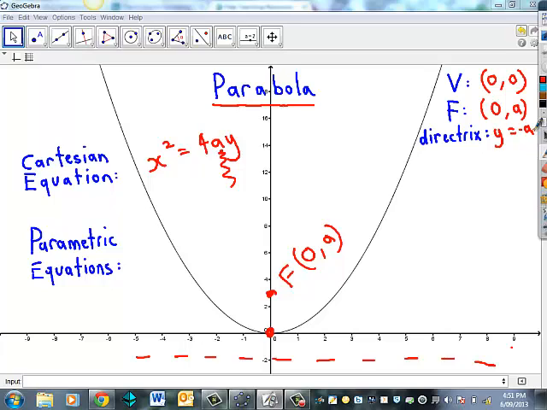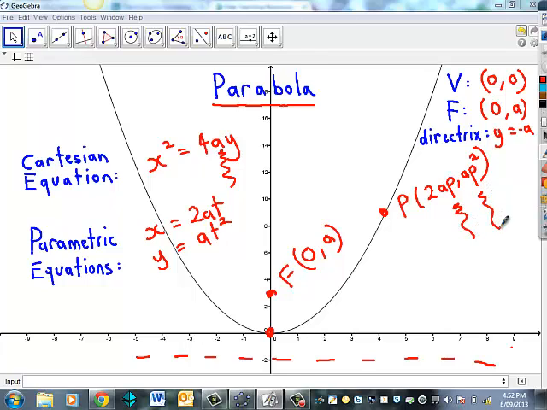Similarly, we can also describe the parabola in terms of a pair of parametric equations, where we can describe x as 2at, where t is the parameter, and y equals at squared, where again t is the parameter. And similarly, we can describe any point on the parabola, let's just call this one P, as a pair of parametric representations, (2ap, ap squared). So instead of describing the point as (x, y), we're actually describing the point in terms of the parameter.